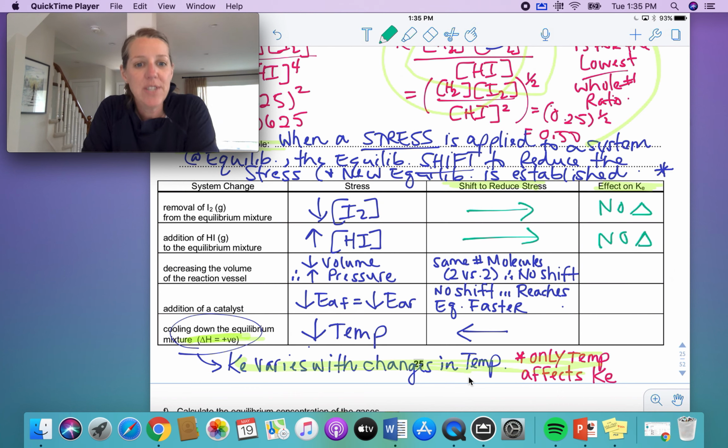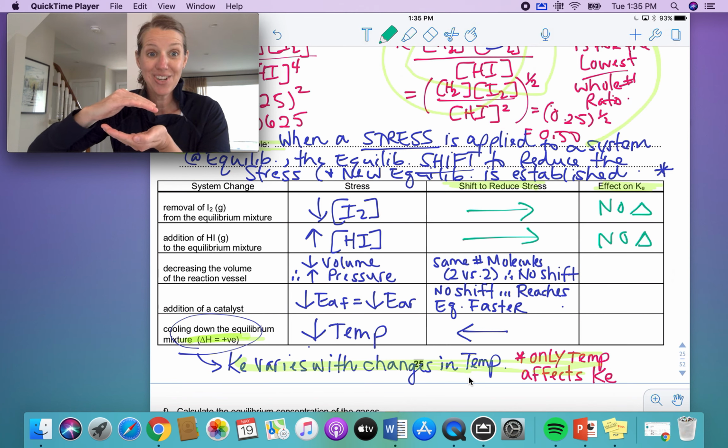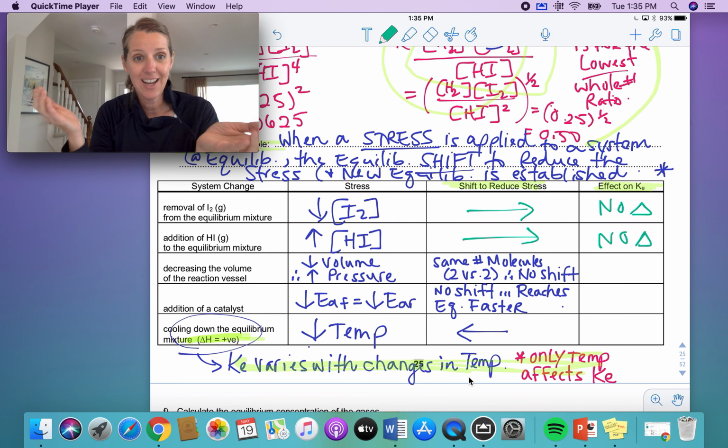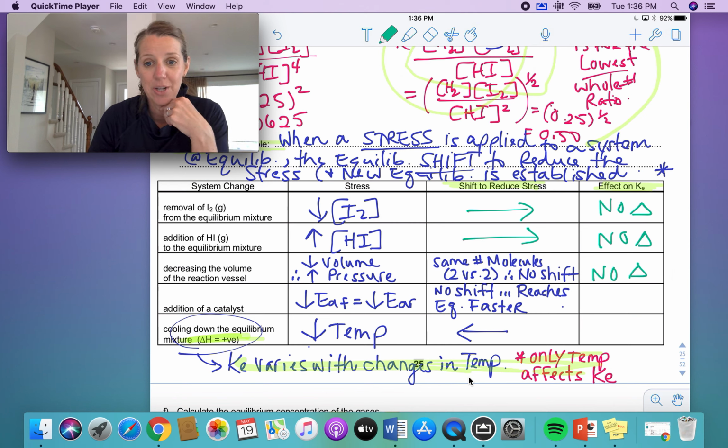Next one, if you decrease the volume of the vessel, remember these are all gases. So if you're decreasing the volume, you are increasing the pressure. So now you need to look at the ratio of the molecules. You've got 2 on the reactant side and 1 + 1, 2 on the product side. No shift is going to take place. Also, no change to the equilibrium constant.